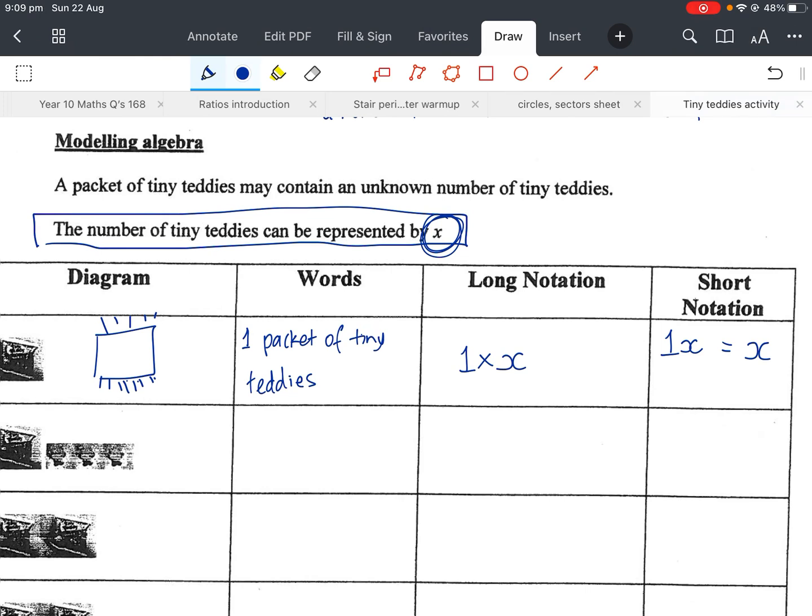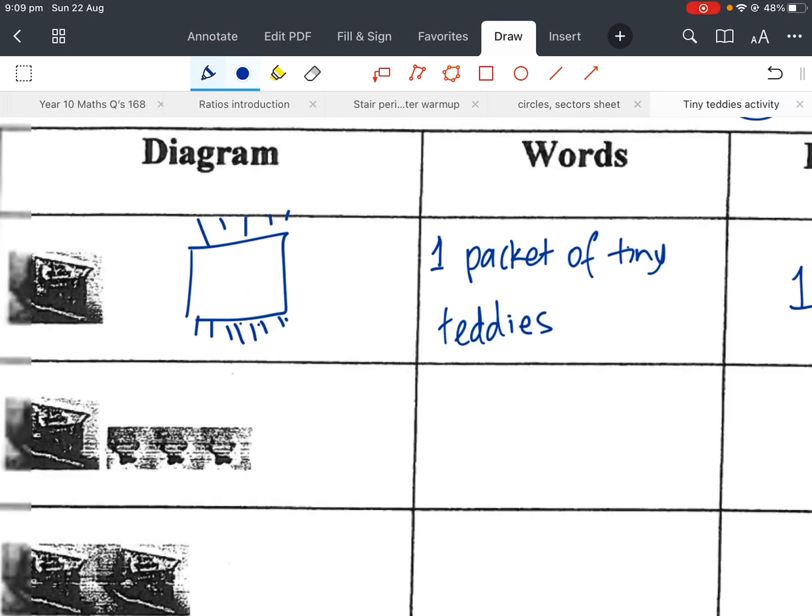Can you write that down for me? Pause the video if you haven't had a chance to write that down or draw up your table yet. So draw up the table and write that down in your first section. No eating of tiny teddies or biscuits or whatever you've got yet. You get them at the end. All right, so the next one when you're ready. Pause the video if you're not ready.